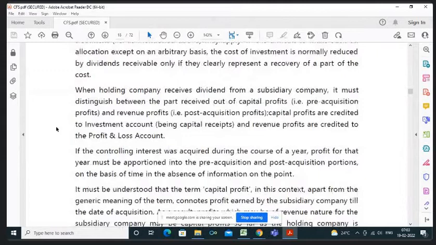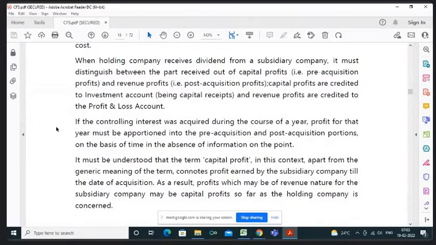So, when a holding company receives dividend from a subsidiary company, it must distinguish between the part received out of capital profits, that is pre-acquisition profits, and revenue profits, that is post-acquisition profits. Capital profits are credited to investment account and revenue profits are credited to the profit and loss account. If the controlling interest was acquired during the course of a year, profit for that year must be apportioned into pre-acquisition and post-acquisition portions on the basis of time in the absence of information on the point.